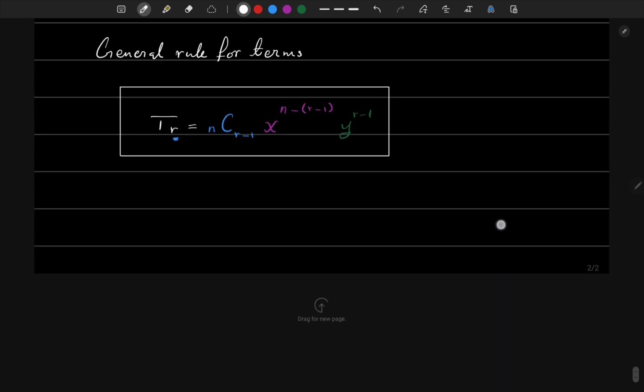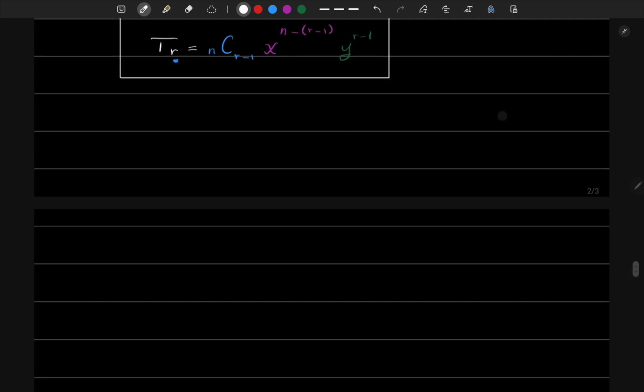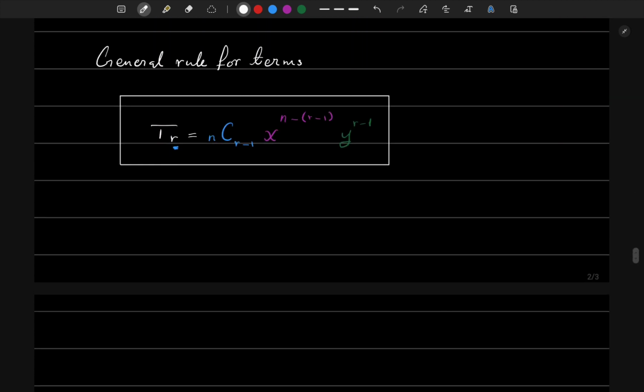However, this rule does not look good this way. So we can make it simpler by changing it a bit. Instead of having Tr, the term r, I'm going to make it the term r plus 1. So I can get rid of the r minus 1s. And in this case, I'm going to have nCr instead of nC(r-1), multiplied by x to the power of n minus r, multiplied by y to the power of r.